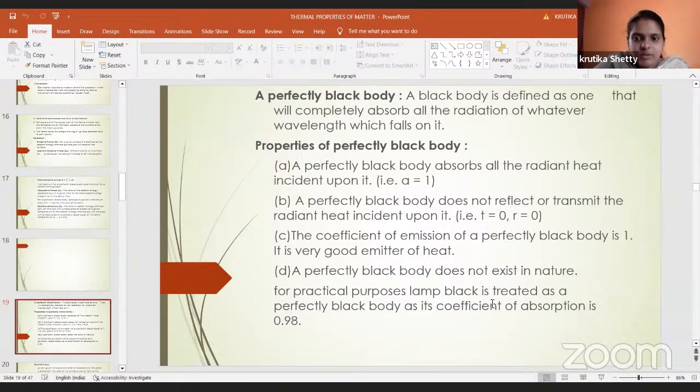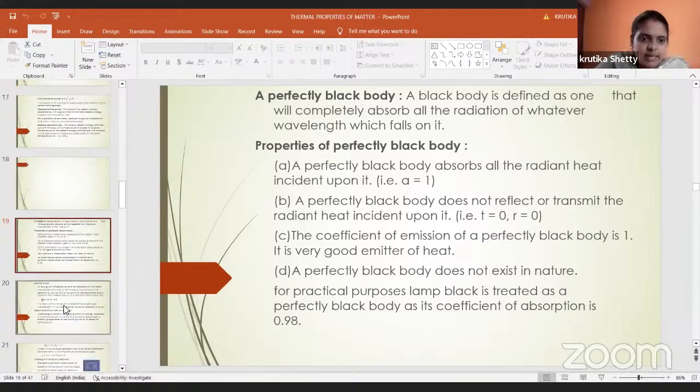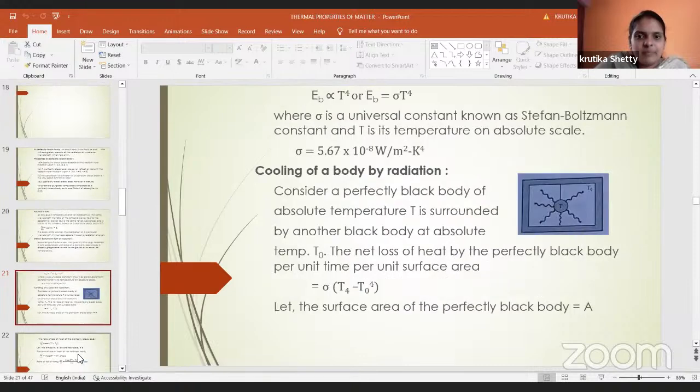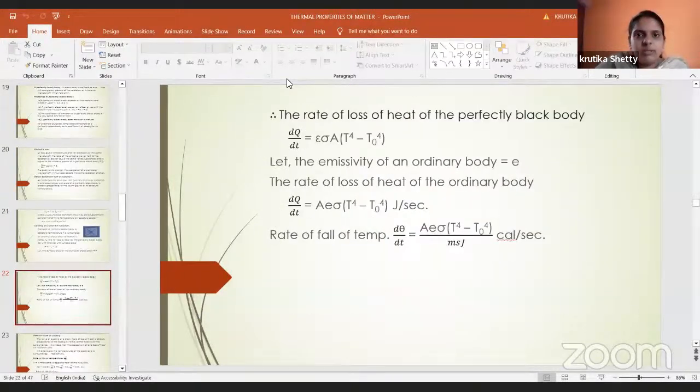So nearly equal black bodies we will consider, that is of the order of 0.98. Then Kirchhoff's law we don't have, but if you require we can see the formula here. Okay, yes. So now let us go for the question answers.